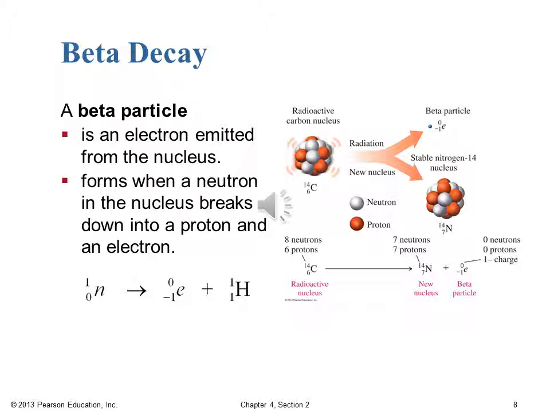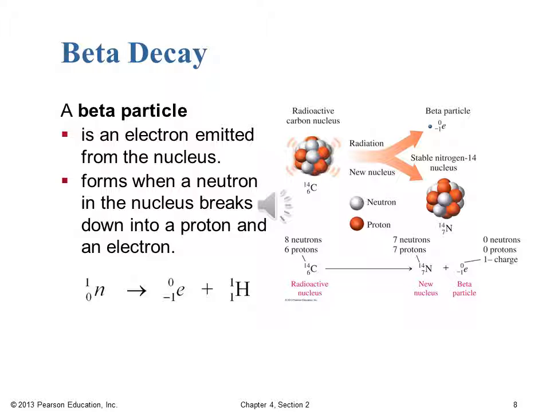Alright, so now that we have our handle on alpha decay, let's look at beta decay. As a reminder, in beta decay, a beta particle is an electron emitted from the nucleus, and it forms when a neutron in the nucleus breaks down into a proton and an electron. So if we're thinking about an instance of this, we see here carbon-14 forming nitrogen-14. Since the proton and the neutron have roughly the same mass, we don't expect a change in mass number, but we do expect a change in atomic number, and in this case, because that neutron is converting into a proton, we expect the atomic number to go up.